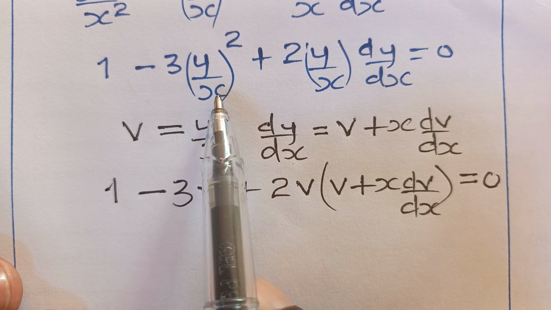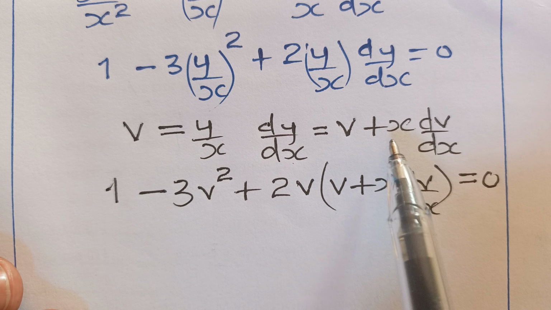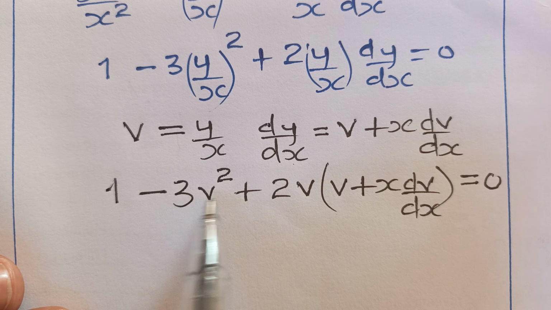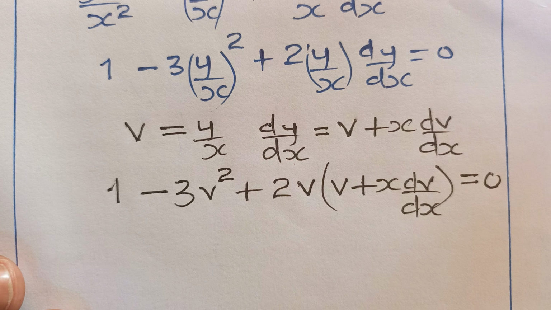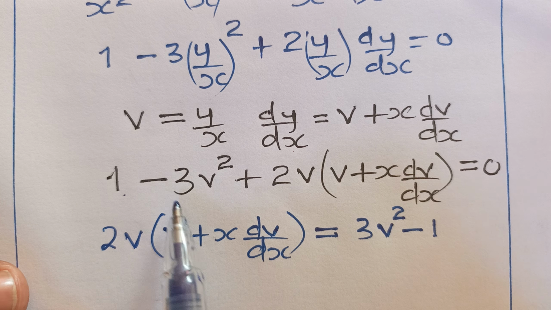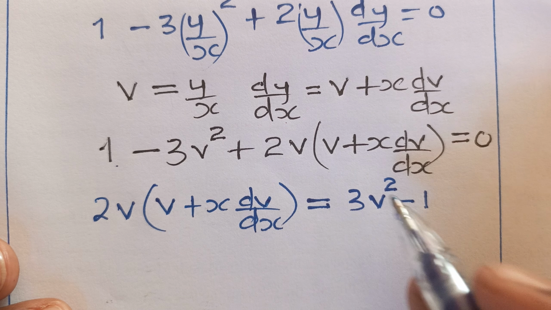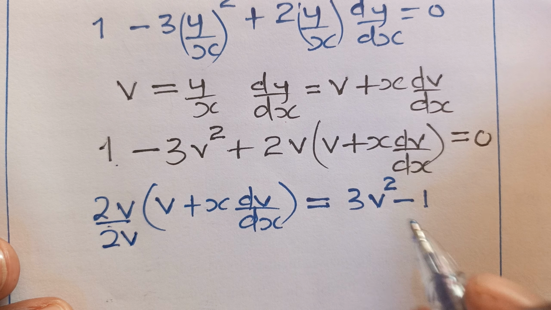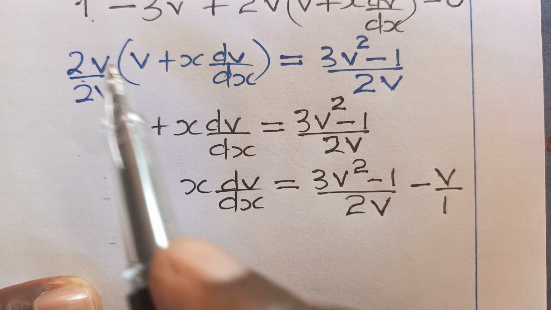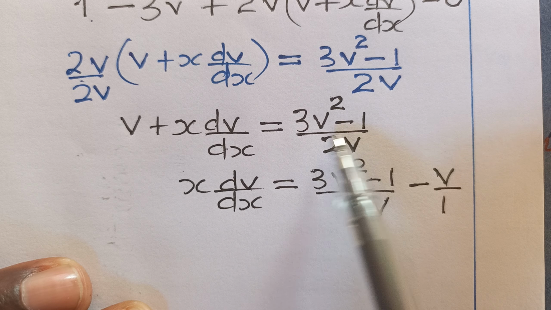So we have replaced y over x with v, and this is squared. Y over x is now v, and dy dx is v plus x dv dx. So from there, guys, we are going to put these terms on the other side, so that it shall be like this. That is 1 minus 3v squared goes to this side, and so therefore this negative becomes plus, and 1 is now negative. So from there, guys, we can now divide by 2v both sides. So that now this becomes 1, and now we are left with 3v squared minus 1 divided by 2v.